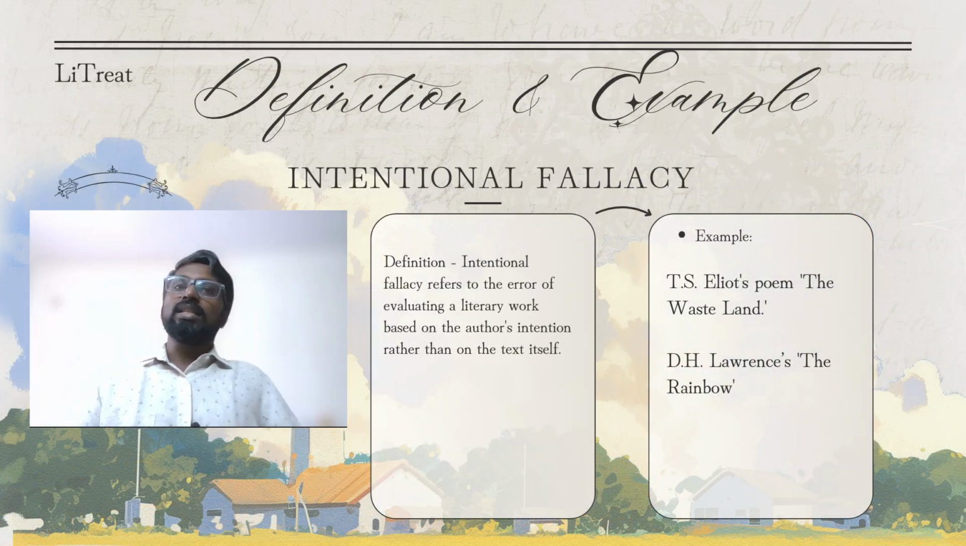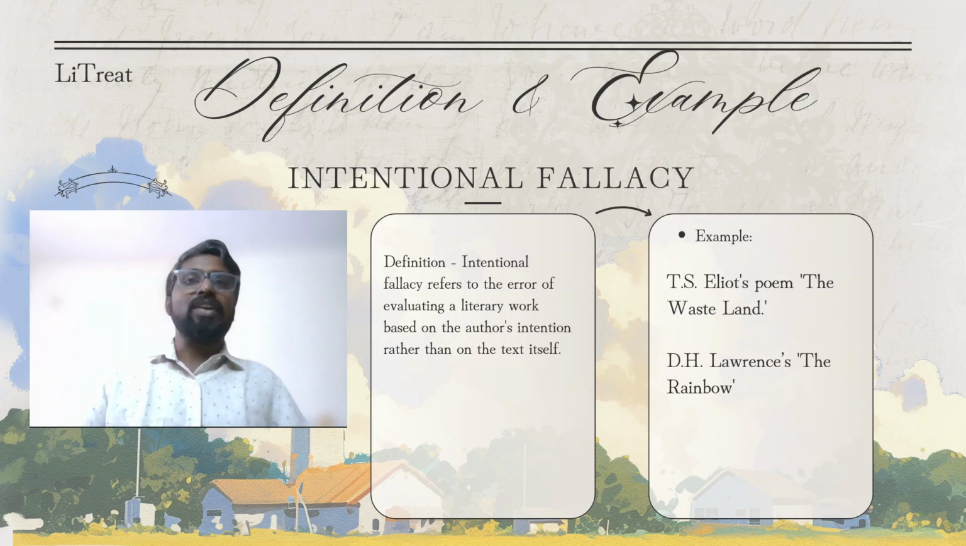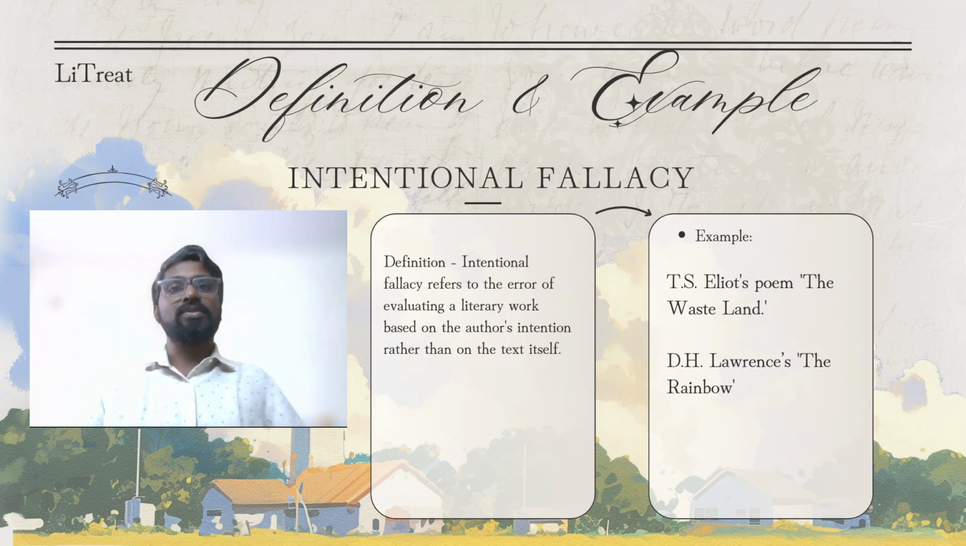Simply put, intentional fallacy refers to the error of evaluating a literary work based on the author's intention rather than on the text itself. Key features of intentional fallacy include rejection of biographical and historical context as primary interpretative tools, focus on the text as an autonomous object, emphasis on close reading of the text's internal elements, separation of the literary work from its creator's stated intentions.